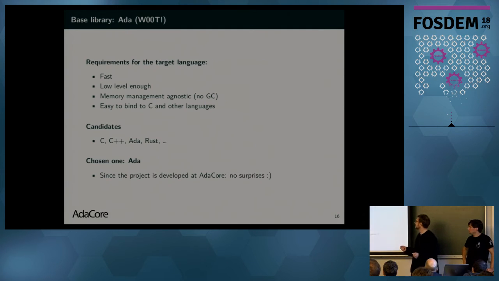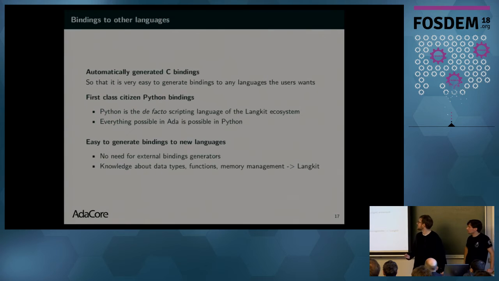But we could have chosen another language, but Ada was an obvious choice for us because we have a lot of Ada knowledge and it's right on target for this use. So, since not a lot of people use Ada, we provide bindings to C and to Python. And Python is the de facto scripting language of the ecosystem.